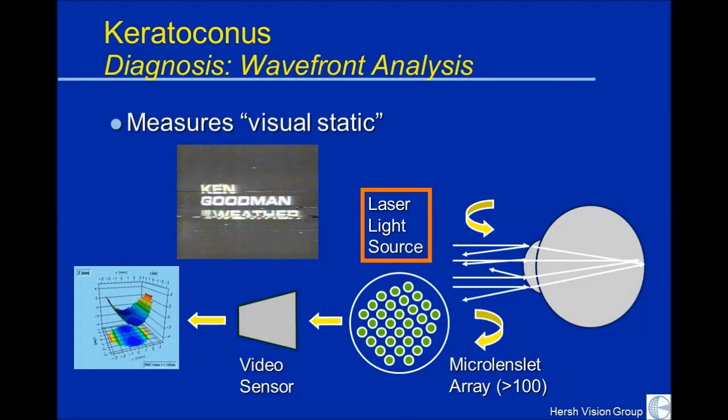Another technology called wavefront analysis measures visual static. So this is much like putting a computer on your TV and asking yourself, how good is my TV? How high definition is it? How much visual static is on that television? Well, similarly, we can measure that static in your eye. A laser light beam is projected into the eye. It bounces off the back of the eye. It's captured by 200 little lenslets, which then make a map of your corneal static.